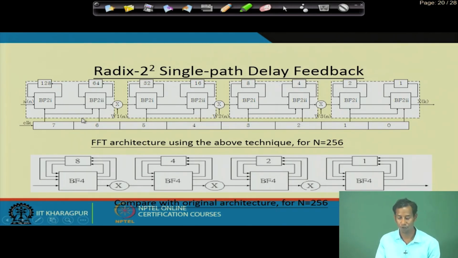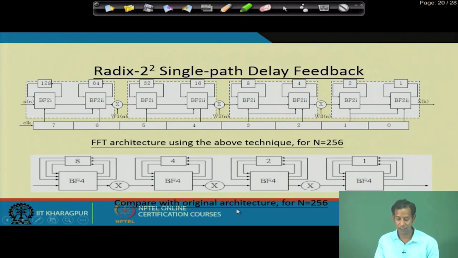So, in this particular case, this is for a 256 point FFT. In the first stage we have to run it 128 times, then in the next stage 64 times, then 32, and here 16. So, all of these are basically running in parallel.